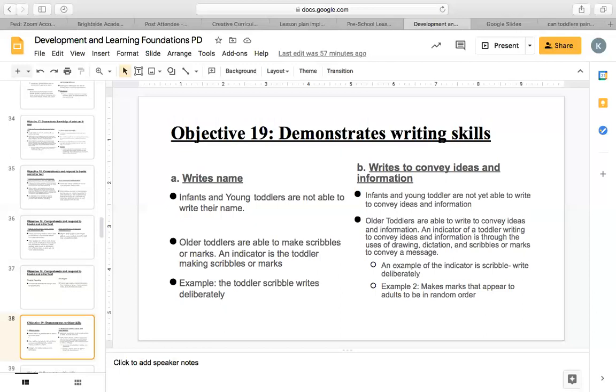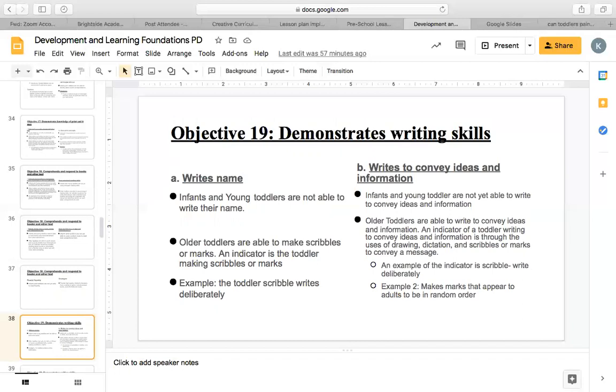Objective 19 demonstrates writing skills. Writes names. Infants and young toddlers are not able to write their name. Older toddlers are able to make scribbles. An indicator is the toddler making scribbles or marks. Example: the toddler scribble writes deliberately.